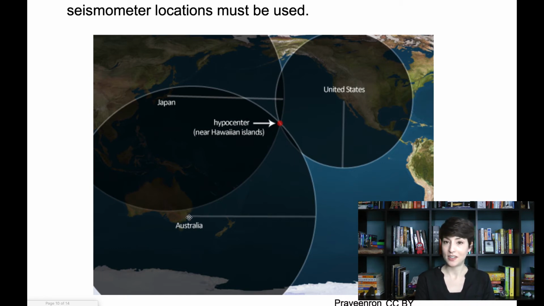But if someone else does it in Australia, they could tell you the earthquake is anywhere on the circumference of this circle. If someone else does this in the United States, they could tell you the earthquake is anywhere on the circumference of this circle. There's only one location where all 3 circles intersect, and that's this one right here, which happens to be near the Hawaiian Islands. This is called triangulation, and that's how you can figure out exactly where an earthquake is.